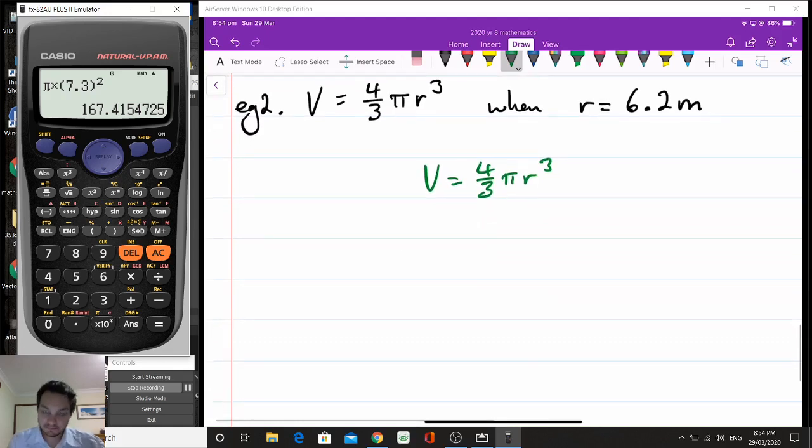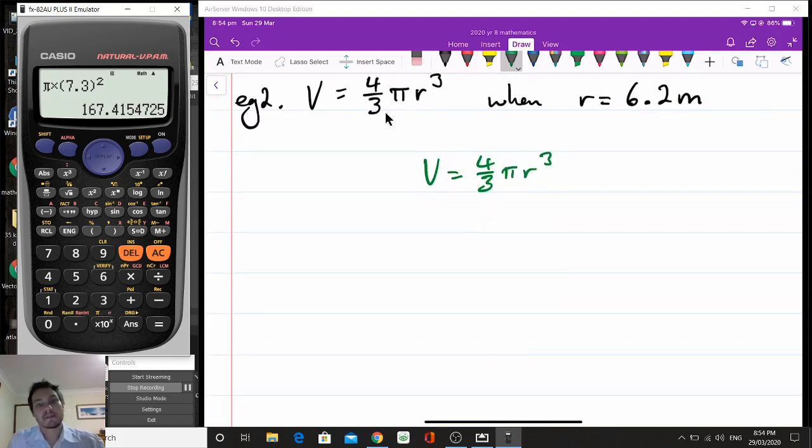Okay, then write what you're substituting in. So the volume is equal to 4/3 times pi times 6.2 cubed. Okay, and then actually do the calculations. You have to show the working. So 4/3 times pi times 6.2 cubed. Okay, there's the cubed button.